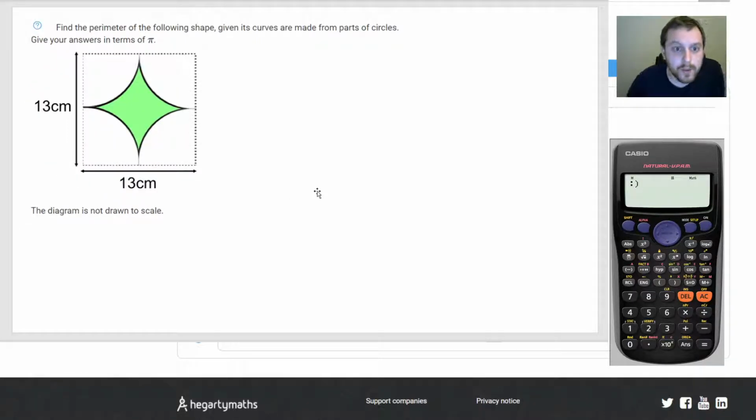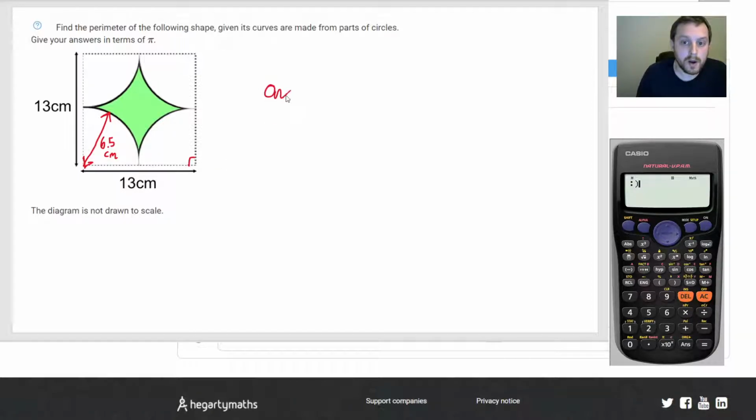Right, first of all, find the perimeter of this green shape, given its curves are made from parts of circles. There's a few things you want to notice right off the bat. You've got some radius here, which is actually going to be 6.5 centimeters. So that's the first thing. It's 6.5 centimeters, and this is a quarter of a circumference. It's a quarter because these are all 90 degrees.